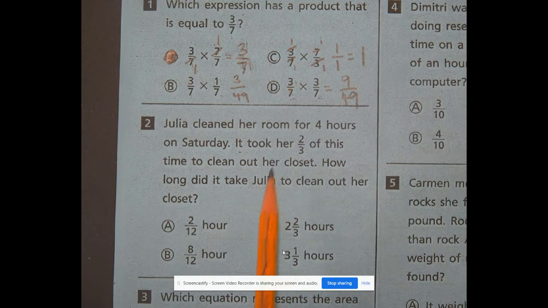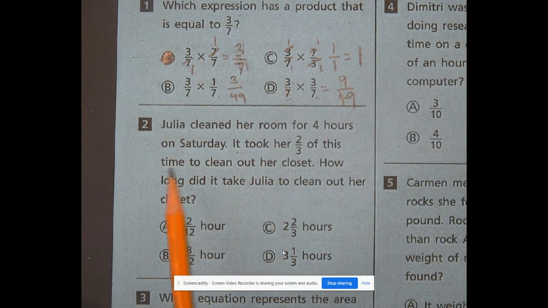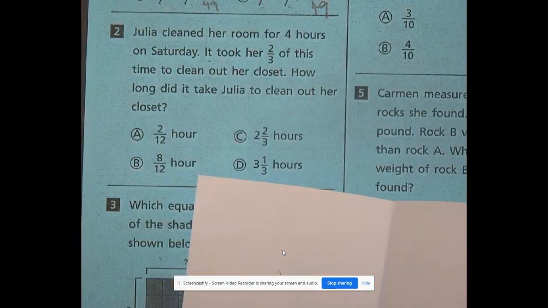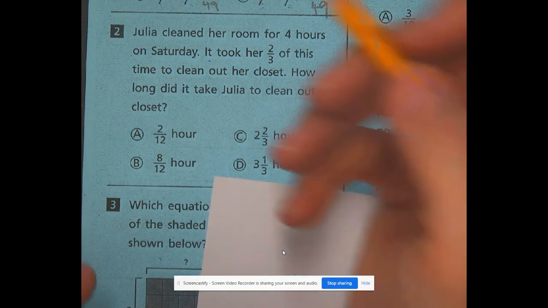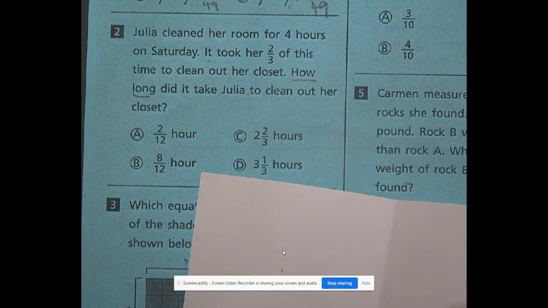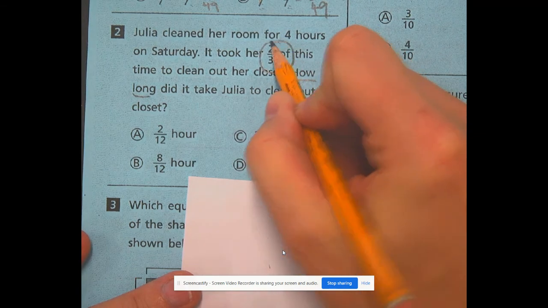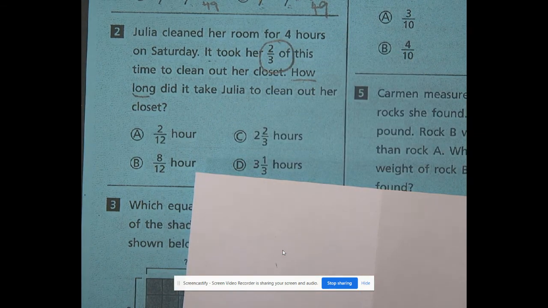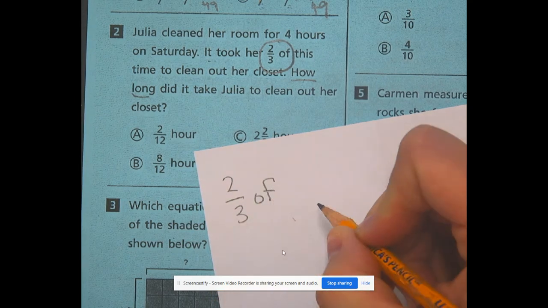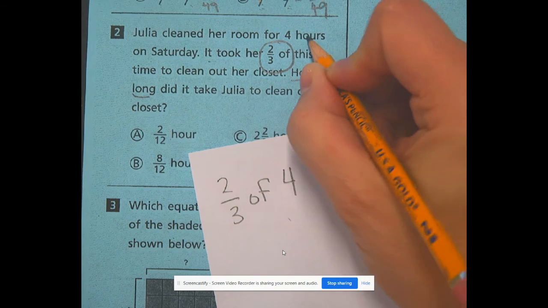Okay, Julia cleaned her room for 4 hours on Saturday. It took her 2/3 of this time to clean out her closet. How long did it take Julia to clean out her closet? What word or words in there tell us what we're going to do? How long tells us? But what else tells us? Of. 2/3 of tells us we're going to do what? Multiply. Okay, so what are we doing? 2/3 of what? 4, because it took her 4 hours.